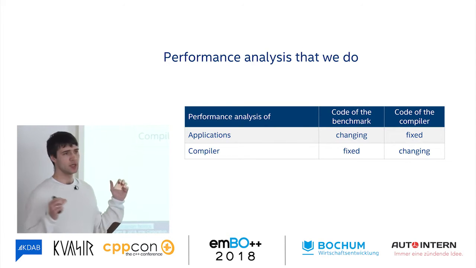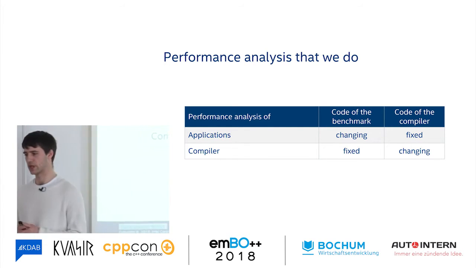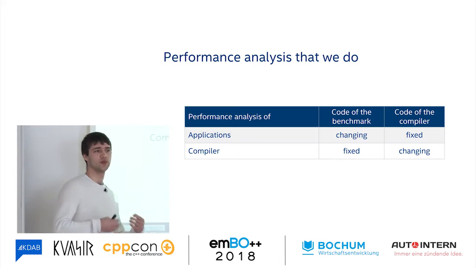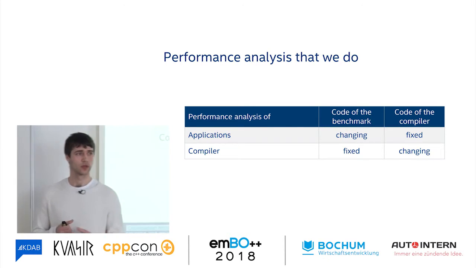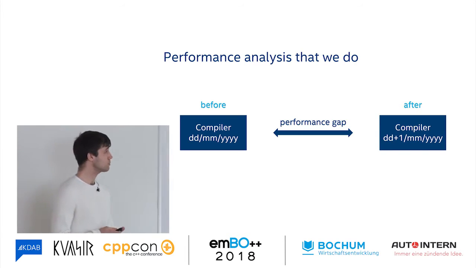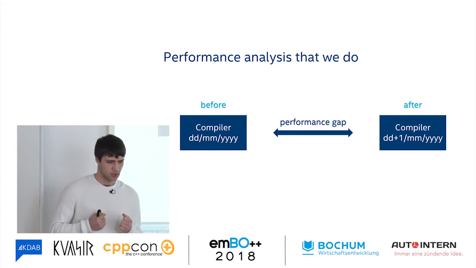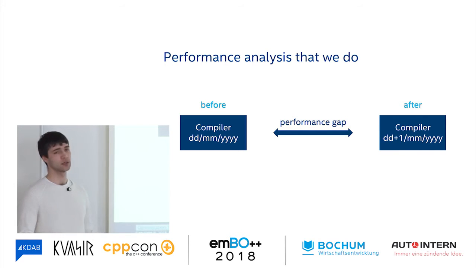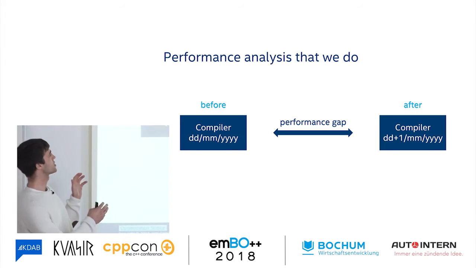So the bottom line here is that application developers are usually trying to change their code in order to improve the performance, but we try to improve the compiler so that it will generate more optimal code, okay? So this picture also explains, for example, that two different compiler versions, say yesterday's and today's, might generate completely different assembly that can result in some performance gap, right? So you can view it as, for example, yesterday and today, okay?